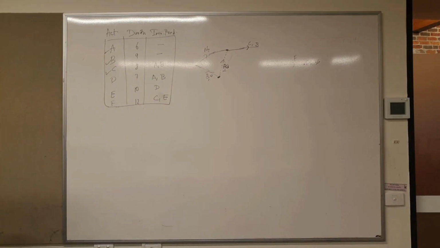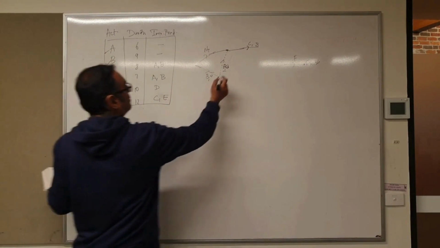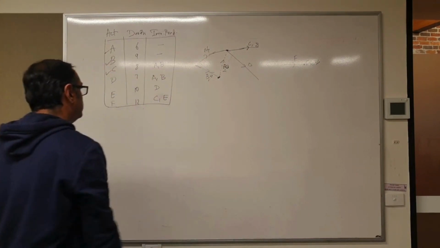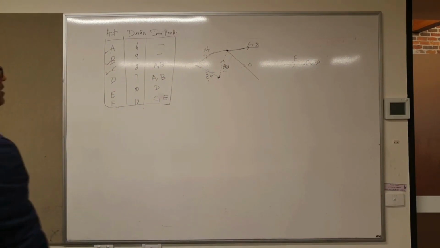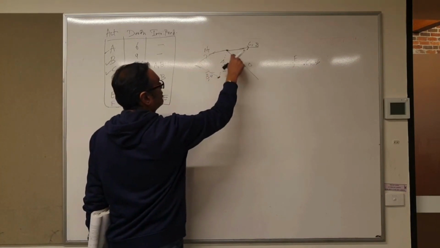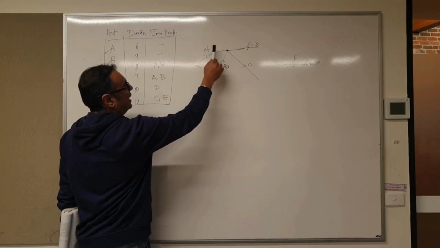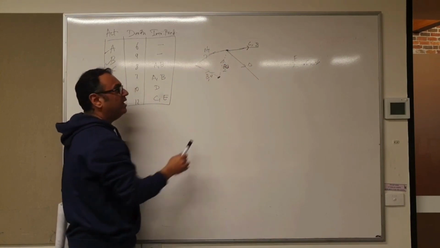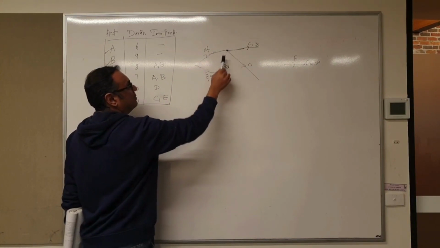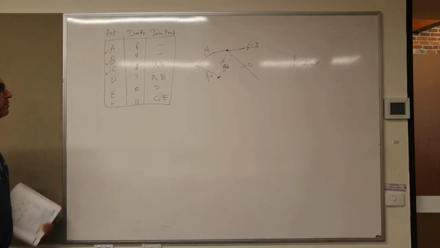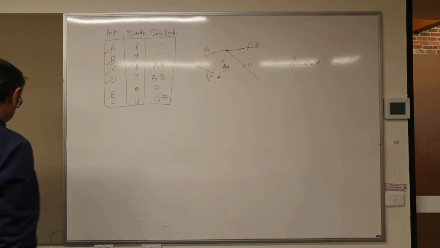Now D also needs A and B. So what do we do here? Does that represent, that's the correct representation? D also has A and B, the dummy B, and C also has A and B, the dummy B. Yes? So even this is done.